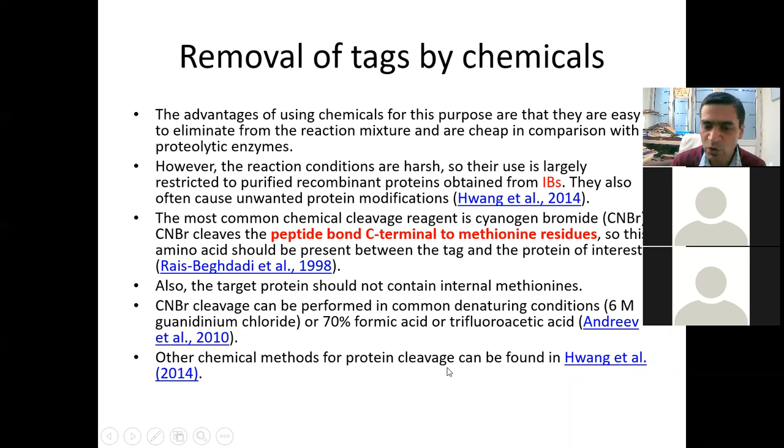Other chemical methods for protein cleavage exist. I will suggest that you read Huang et al. 2014, or otherwise I have also given you a review article that you can read.